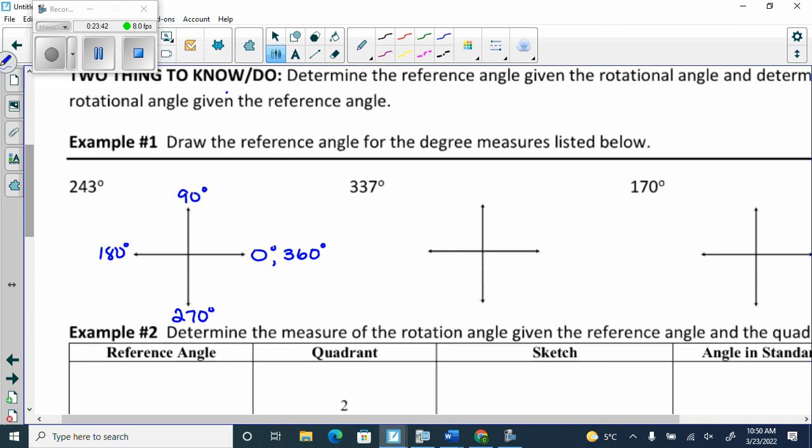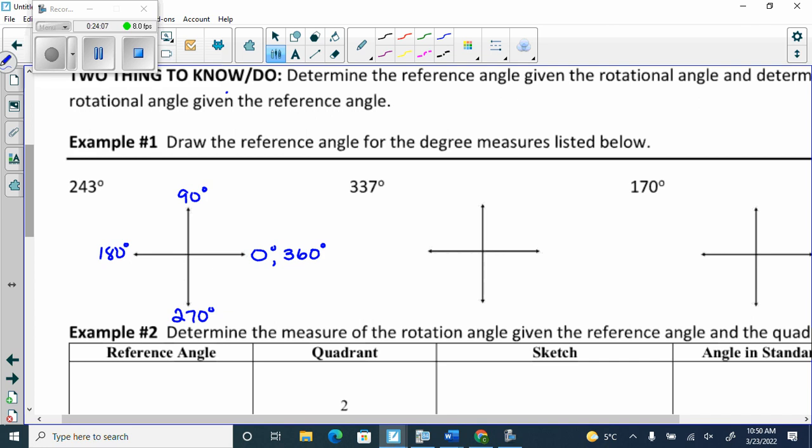So I can either say how much less is it than 270 or how much more is it than 180. Whatever way works for you, as long as you're drawing it correctly, I don't care which one you go from, right? So I'm going to go how much more is it than 180, and the reason is because it gives me my reference angle. So 243 minus 180 is 63 degrees, right? Some people are better at drawing smaller angles, so they like going from 270. It doesn't matter as long as you draw correctly.